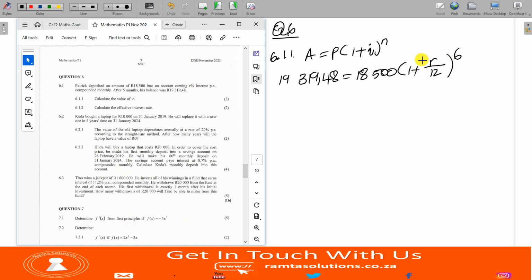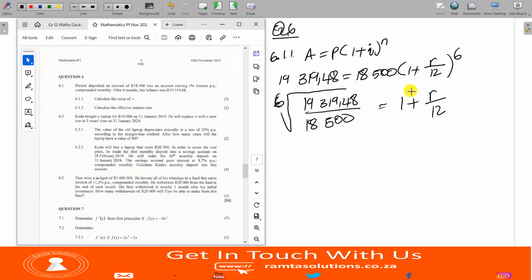Perfect. Now, taking out our calculators, 19,319.48 over 18,500. We can't get it as a fraction, it's okay. So let's just say the 6th root of 19,319.48 over 18,500, remember, the 6th root of this guy equals 1 plus R over 12. I think it's better that way.